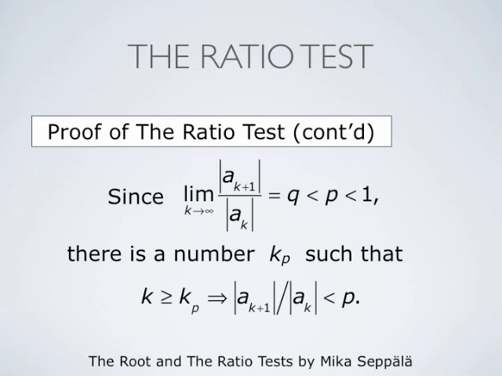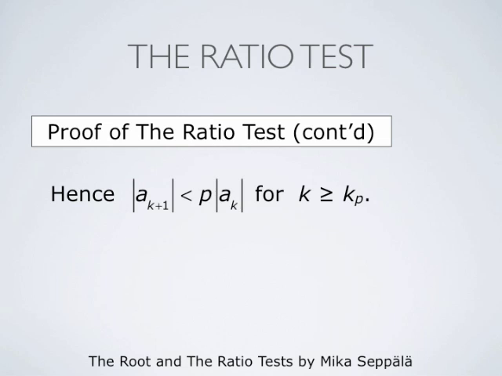And since the limit of the absolute value of a_{k+1} divided by the absolute value of a_k equals q as k goes to the infinity, these quantities become arbitrarily close to q. In particular, there is a number k_p such that whenever k is greater than or equal to k_p, then the absolute value of a_{k+1} divided by the absolute value of a_k is less than p, because p is greater than q. This follows immediately from the definition of the limits.